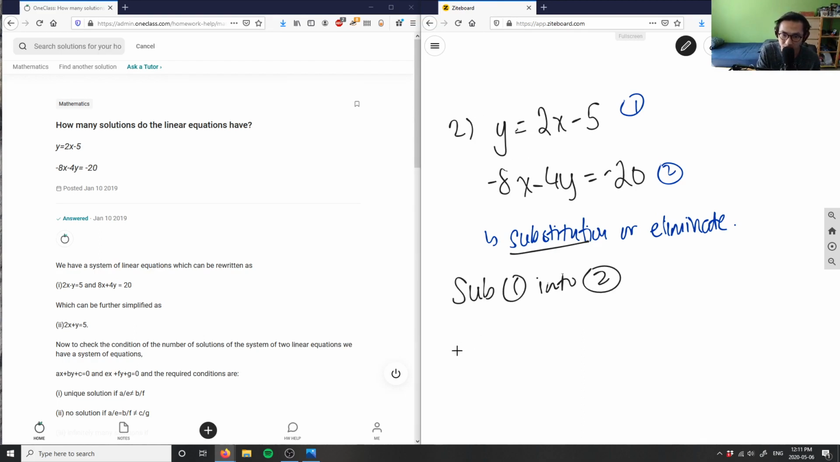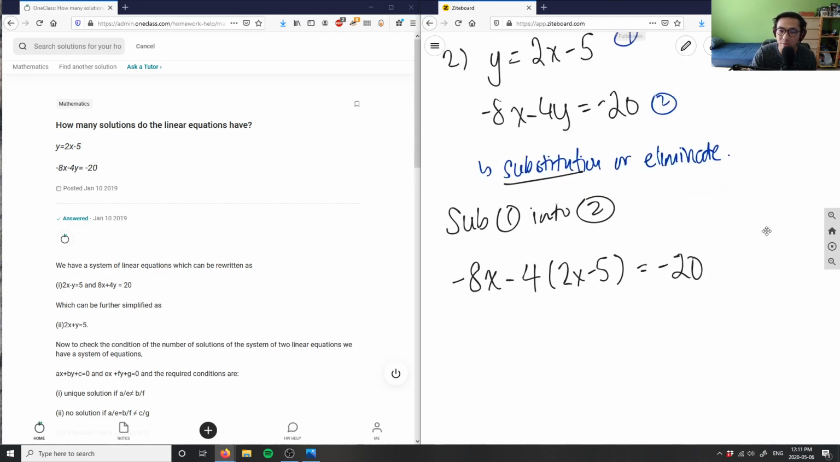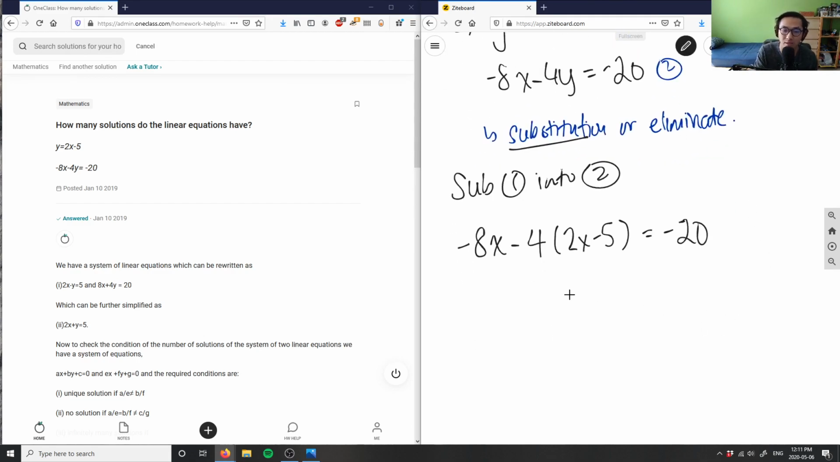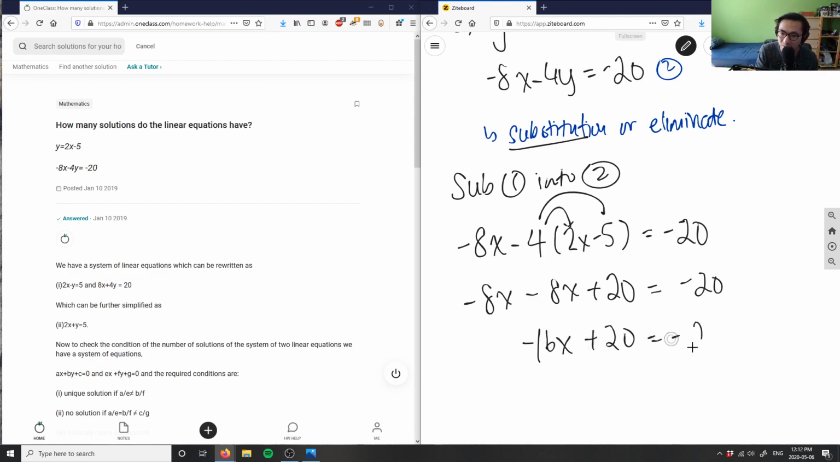So equation 2 is going to look like this. It's going to be 8x minus 4, and my y here is now 2x minus 5, right? I'm going to substitute y from 1 into 2. So I have 2x minus 5 here, and this equation is going to equal negative 20. As you can see, 2x minus 5 comes from the first equation. All I have to do now is solve for x. I can use the distributive property to expand the brackets. So I have 8x minus 4 times 2x, which is 8x, minus 4 times negative 5, which is positive 20, equals negative 20. 8x minus 8x here would be negative 16x plus 20 equals negative 20.